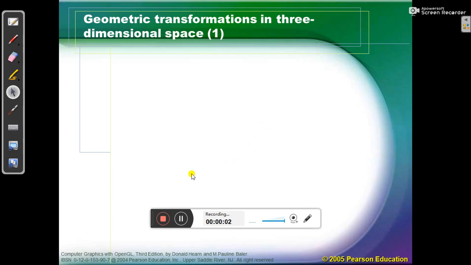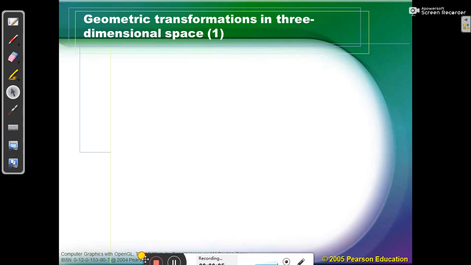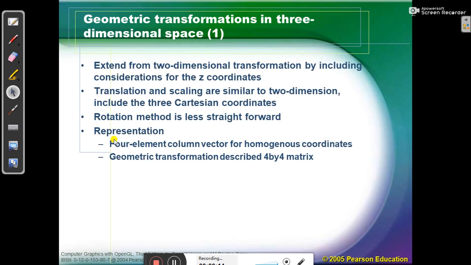Hello student, in this video I am going to discuss geometric transformation in three-dimensional space. We have studied the two-dimensional transformation by including a homogeneous coordinate system. Here also, same like 2D transformation, we can extend that same idea by including the consideration for the z coordinates.